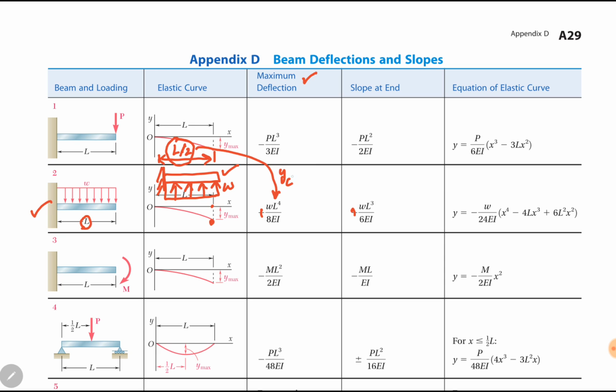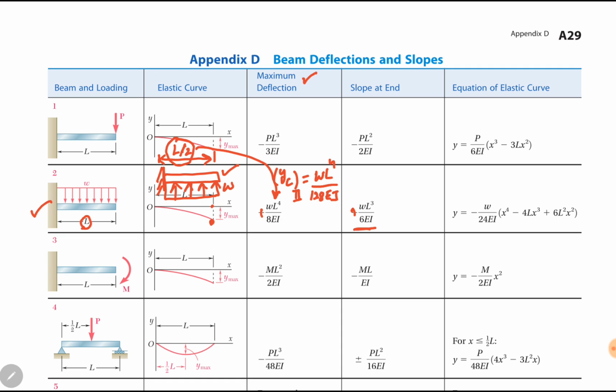So YC under loading 2 will simply be obtained by putting L equal to L by 2 in this expression. So YC2 becomes W L power 4 divided by 128 EI.